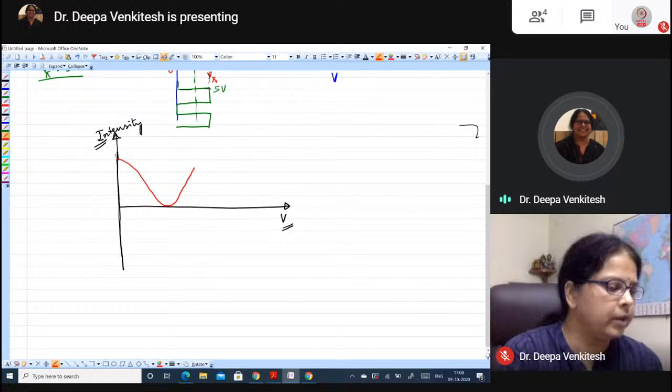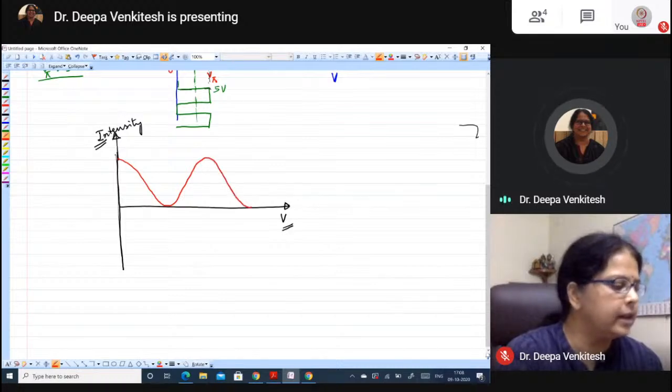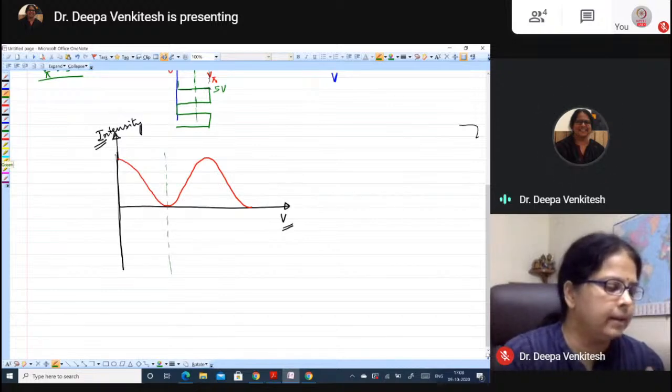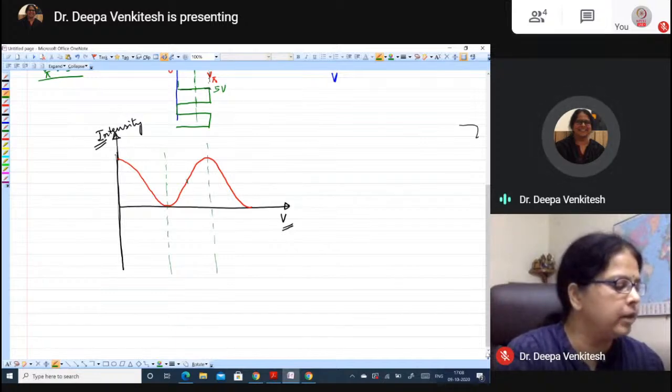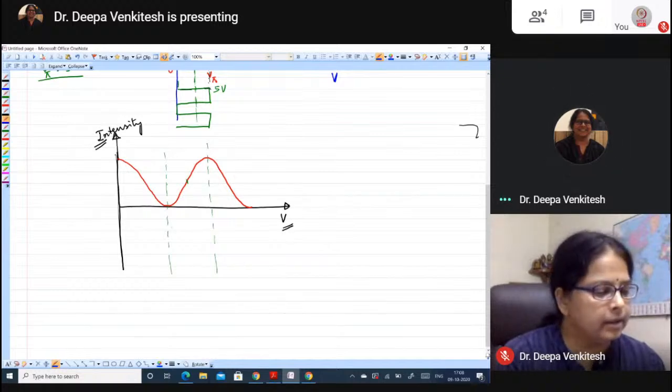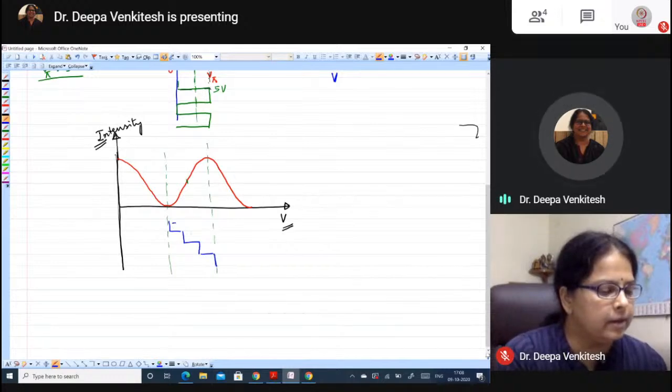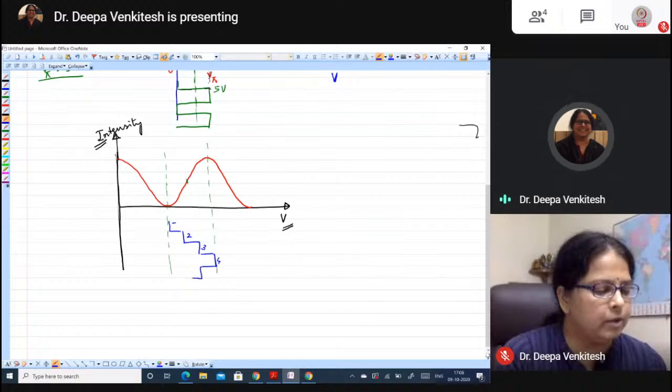It follows cos square phi. That's what we derived in the class, right? So if you want to now start requiring 4 levels, let's say we bias at this point so that there is no inversion, and these are the 4 levels. So this is my level 1, this is my level 2, this is my level 3, this is my level 4. And let's say this is the voltage.